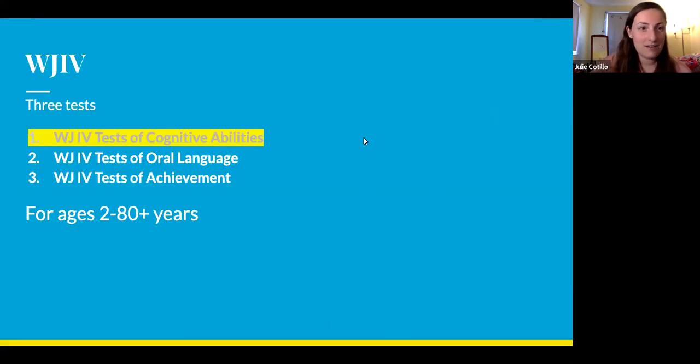So we are going to start by talking. The Woodcock Johnson actually has 3 tests: a cognitive test, an oral language test, and a test of achievement. A speech pathologist might give the oral language test, and a sped teacher could also give the achievement test, but for this class, we're going to be talking about the cognitive abilities test. This test can be for ages from 2 to 80 plus, so a little more flexibility as far as ages goes compared to the WISC.